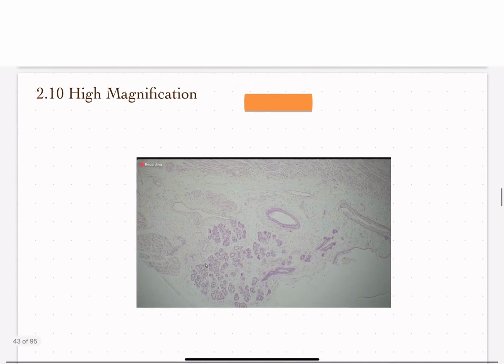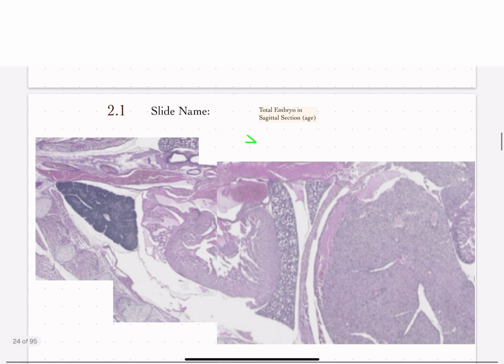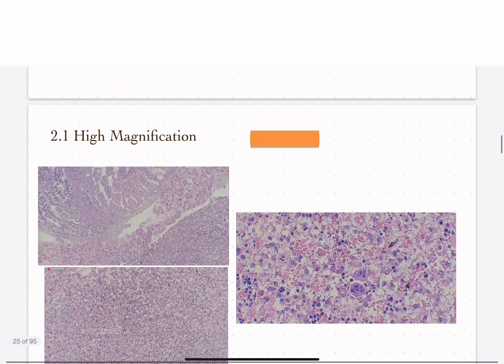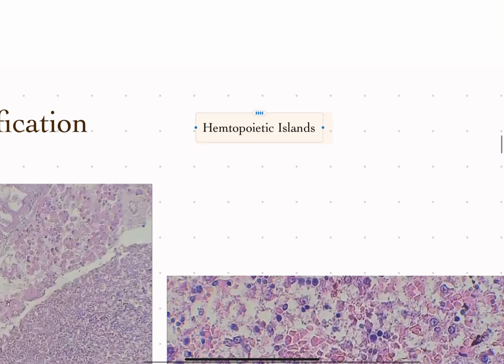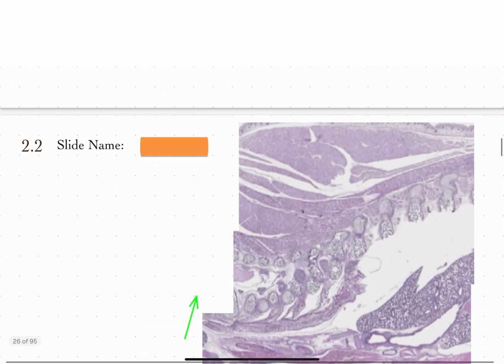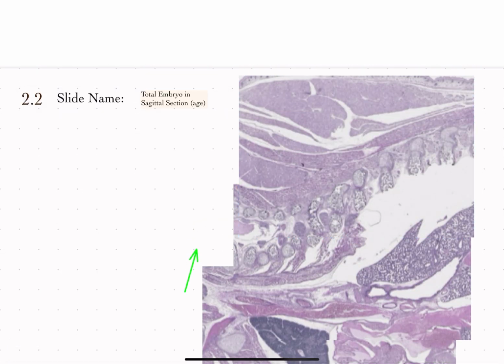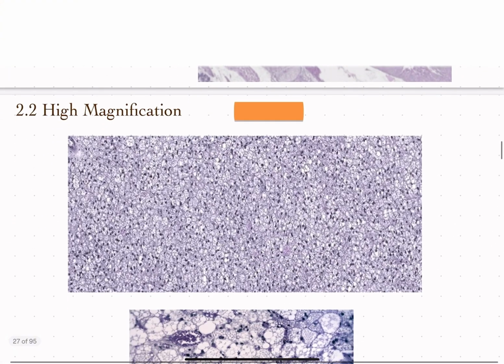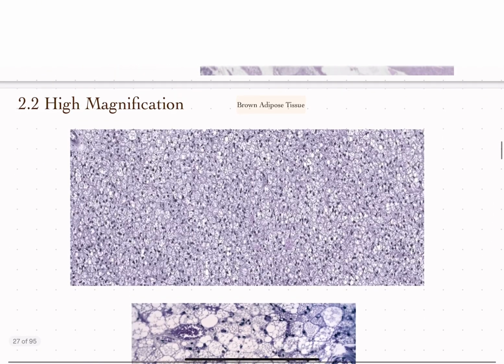Okay, that was all for the second test. Now let's go through the answers real quick and in depth. Real quick, the answers for 2.1 for slide name was total embryo and sagittal section. The structure that we were looking at were the hematopoietic islands. I misspelled it, but we'll fix it. Hematopoietic. The next slide was the same. It was total embryo and sagittal section. And then for the structure, it was the brown adipose tissue.